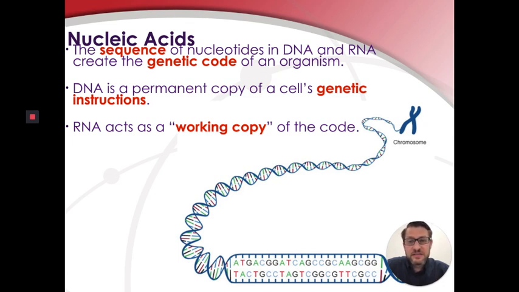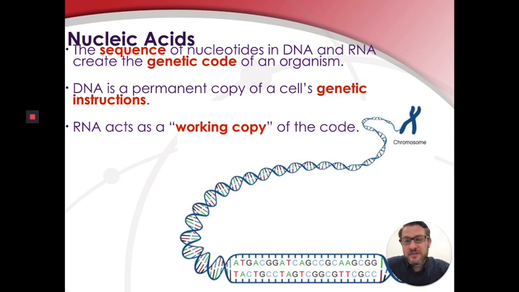Everything that the cell needs to know about how to build a cell and how to operate the cell is coded into that DNA. A question might be, why do we need both DNA and RNA? It works out that DNA is the permanent copy of your genetic code. In eukaryote cells, that DNA is always found inside the nucleus. But when it's inside the nucleus, it can't send instructions out to the rest of the cell. So RNA is the working copy of your genetic code.